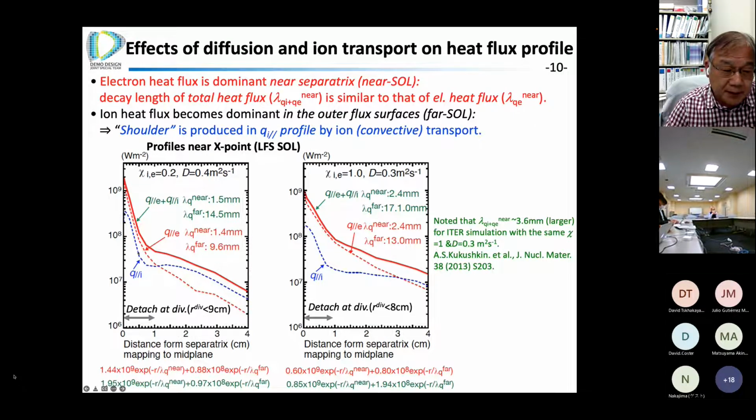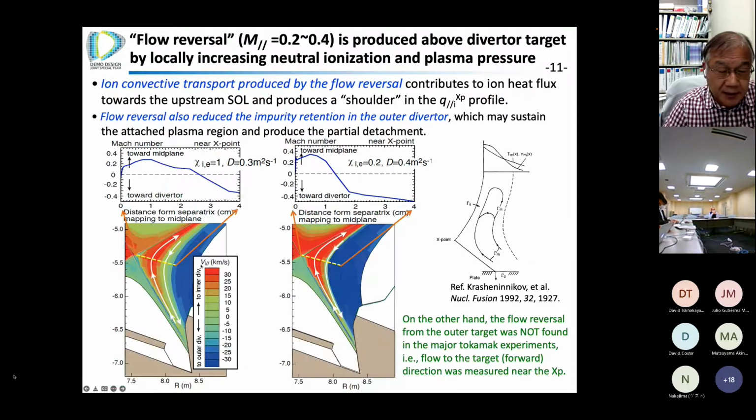So you can see that due to such ion heat flux, the total heat flux profile has a shorter shoulder, like here. So why does this happen? The ion heat flux component is convection and conduction. At the outer target, due to the high recycling region near the target, flow reversal appears in the simulations.